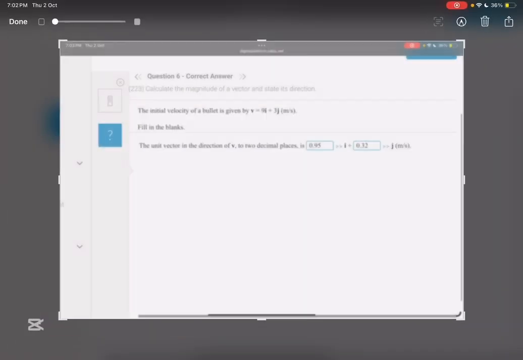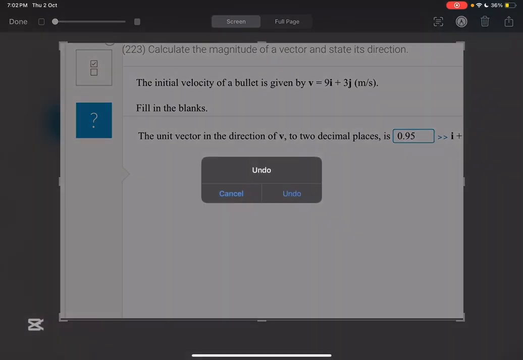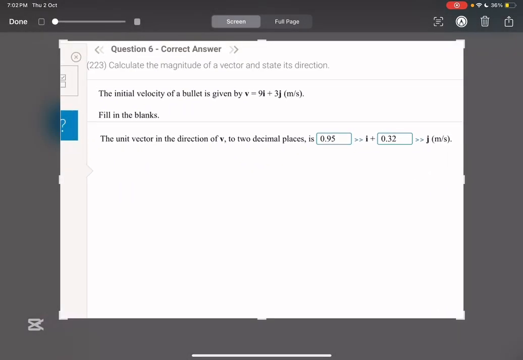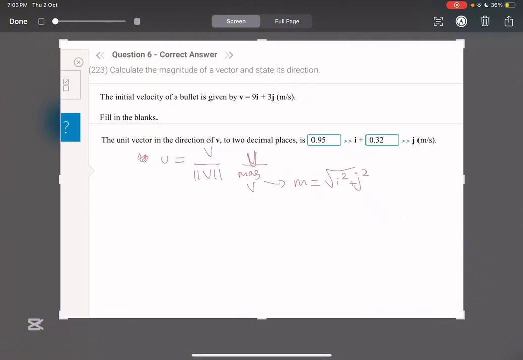Okay, this one is easy. Unit vector, there's an equation. So the equation is, unit vector is going to be equal to v over the magnitude of v. And remember last question we said the magnitude is m is equal to radical i squared plus j squared. So it's going to be v over this. Basically this is the equation.